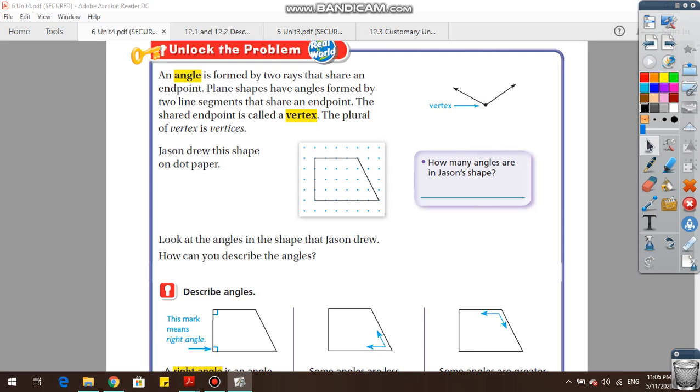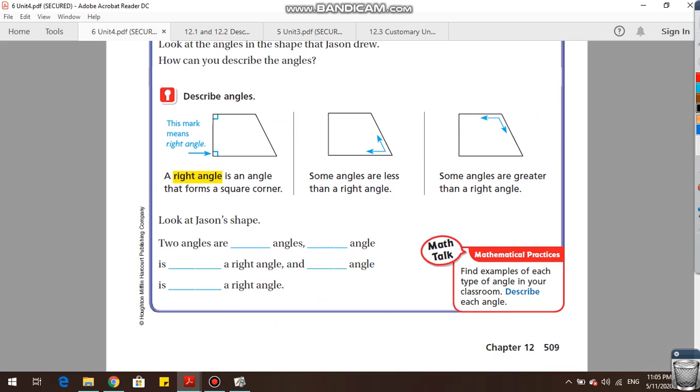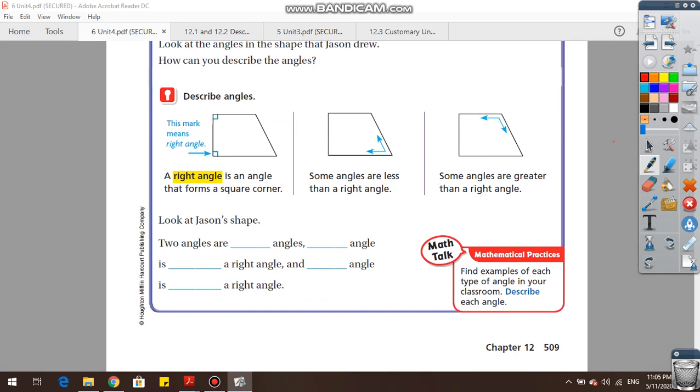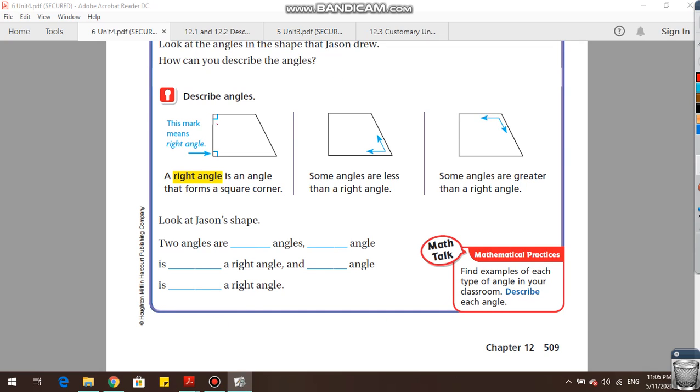Now guys, how am I going to know the type of angles that I have in plane shapes? As you can see, if the two lines are formed like a letter L, okay, so they have a right angle. I have here an L, I have here an L, so a right angle. What is the meaning of a right angle? A right angle is an angle that forms a square corner. I have a square, okay? And I have other types of angles, less than right and more than right.